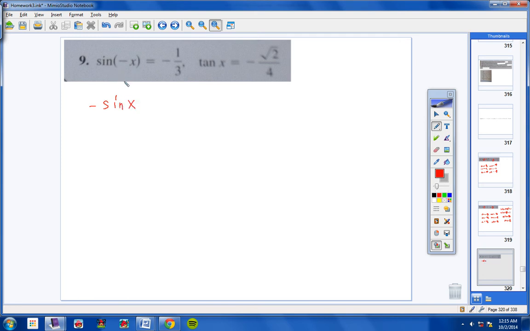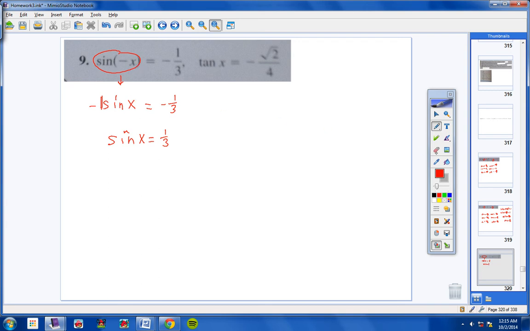Sine of negative x is negative sine x equals negative 1/3. Okay, so I made a substitution for this. Now look what I have. It's like a negative 1 here. If I have negative 1 sine x equals negative 1/3, divide both sides by negative 1, sine x really equals 1/3. Okay, guys, so you do not want to use this up here.